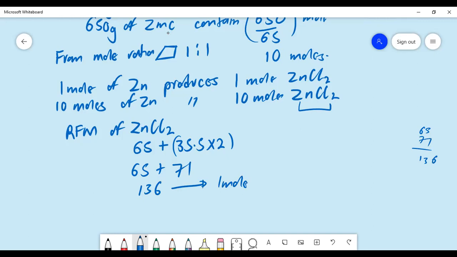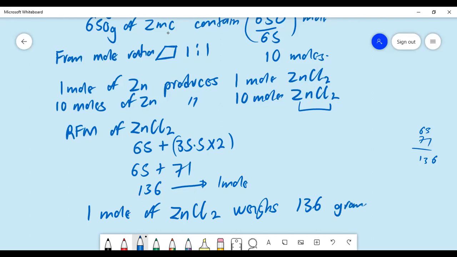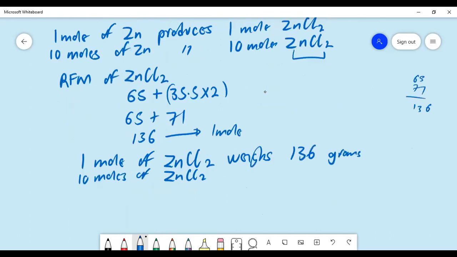But remember, we have got 10 moles of zinc 2 chloride. That means 1 mole of zinc 2 chloride weighs 136 grams. So what of 10 moles of zinc 2 chloride? It will weigh, if you multiply by 10, 1,360 grams. So giving us 1360 grams.